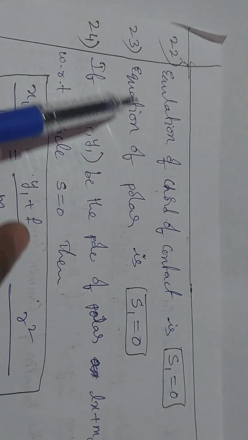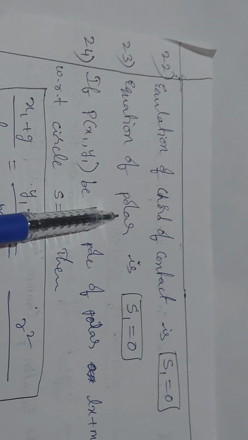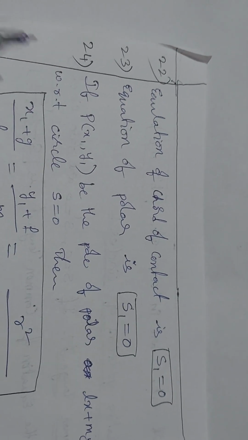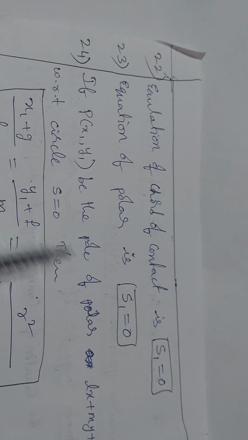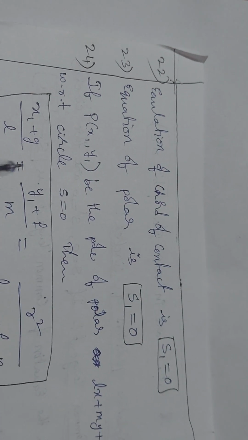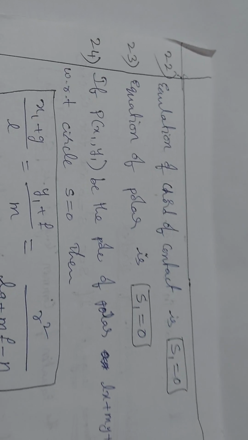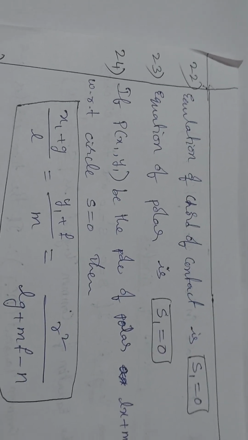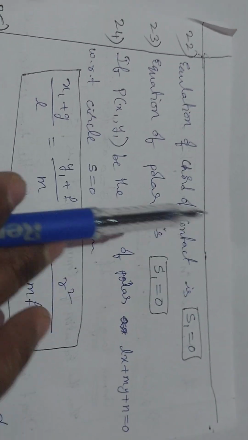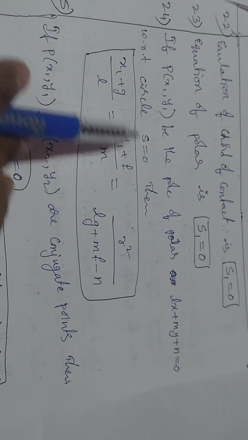Next, equation of the chord of contact: S1 is equal to 0. Equation of the polar is S1 is equal to 0. So for S1, how many are there here? The equation of the tangent formula is there. The equation of the chord of contact is there. The equation of the polar is also there. Very important formulas. Already I discussed, again, chord of contact or simply chord. Polar is there.